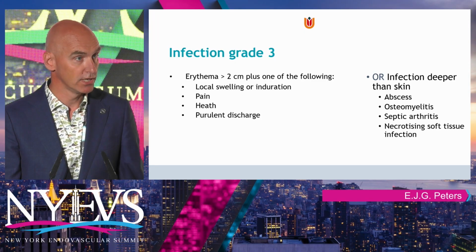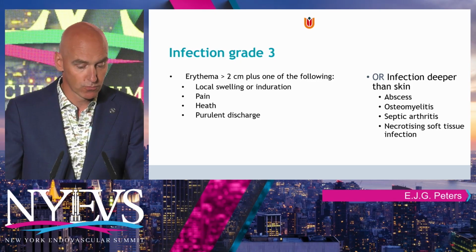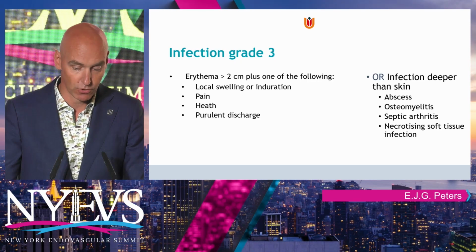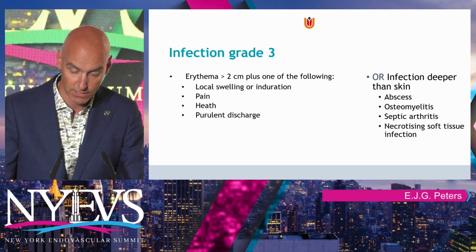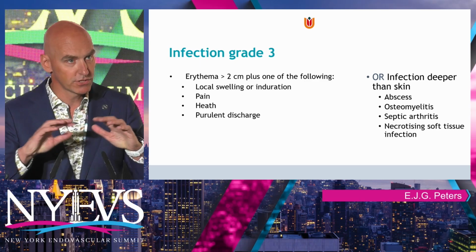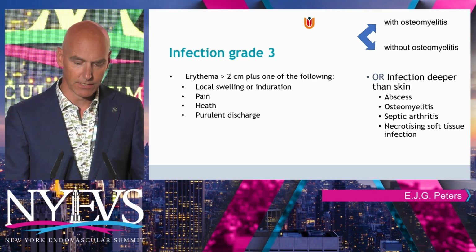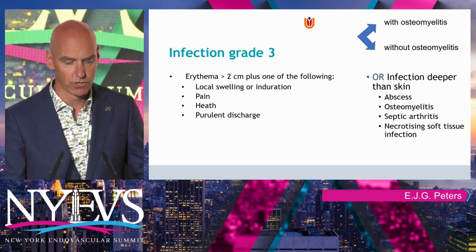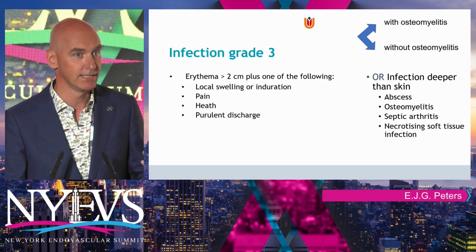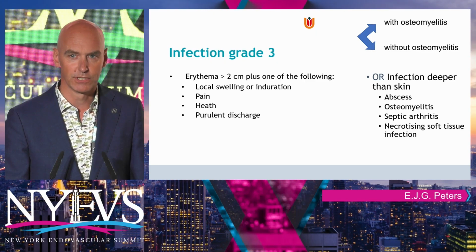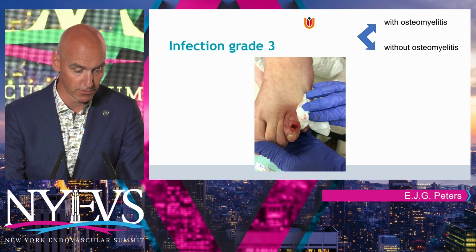Infection grade 3, a moderately severe infection, would be more erythema, so more than 2 centimeters, plus one of the other signs of inflammation, or you have a deep infection: an abscess, osteomyelitis, arthritis, or necrotizing soft tissue infection. As you can see, this is a very heterogeneous group. For the update of the guideline, we distinguished those with osteomyelitis and those without, because we felt that they usually had a different outcome and needed different approaches. This is an example of infection grade 3, osteomyelitis of the toe.